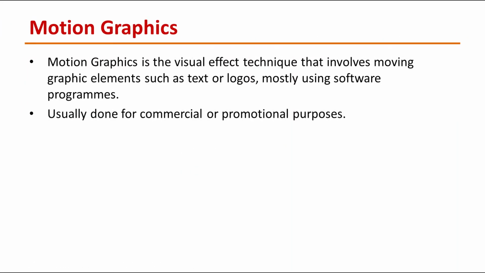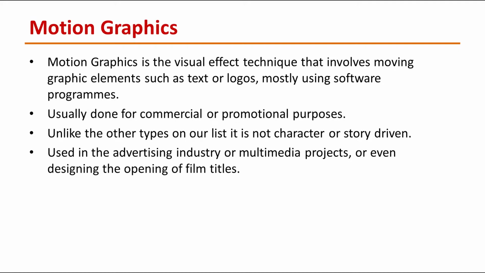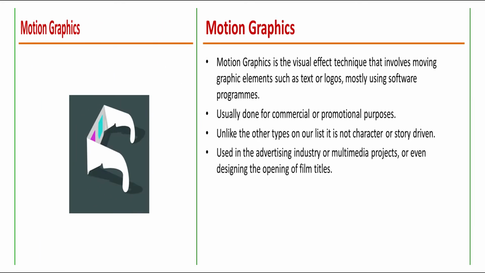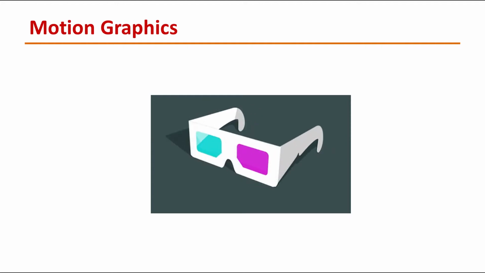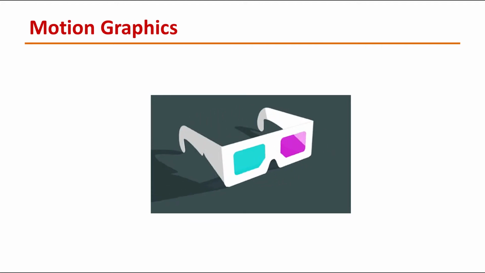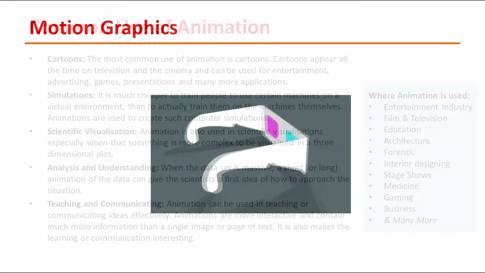Motion graphics is still considered a form of animation, but it is quite different from the other types. It is the art of creatively moving graphics elements or text, usually for commercial or promotional purposes. Animated logos, app commercials, television promos, or even film opening titles are some examples of motion graphics. This is an example that you see on your screen. An object is being rotated again and again.